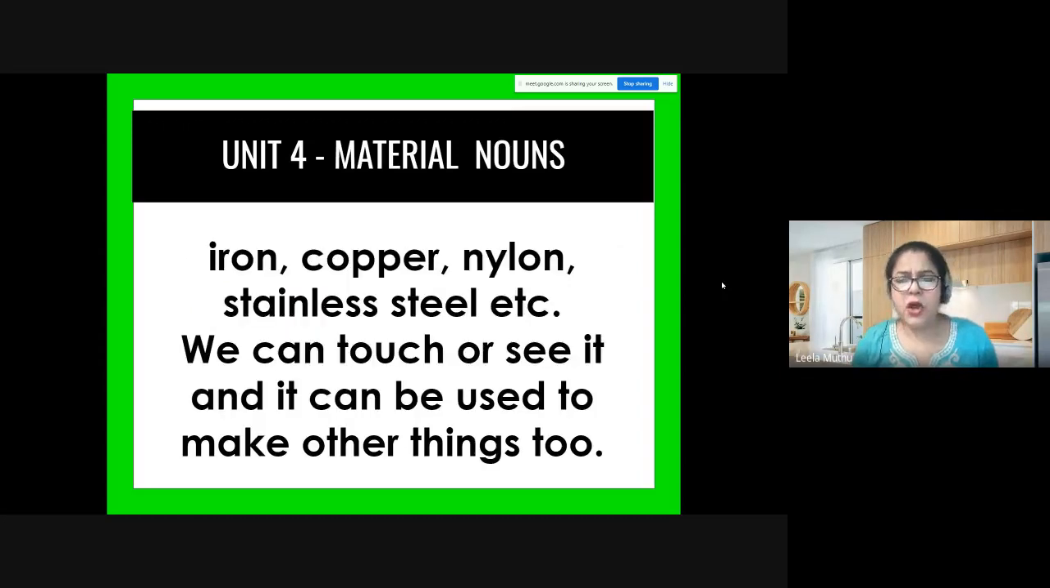So, iron, copper, okay? Then you have nylon. Nylon is purely a synthetic fiber, which means it is man made fiber, okay, to make clothes. And you can make many things out of nylon. Stainless steel, etc. We can touch, we can see it, and it can be used to make other things. Okay, now you've seen common nouns, proper nouns, collective nouns, okay, and you have seen material nouns, all visible nouns, okay, which you can see.